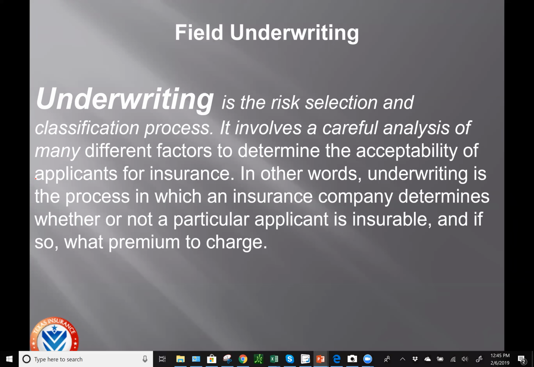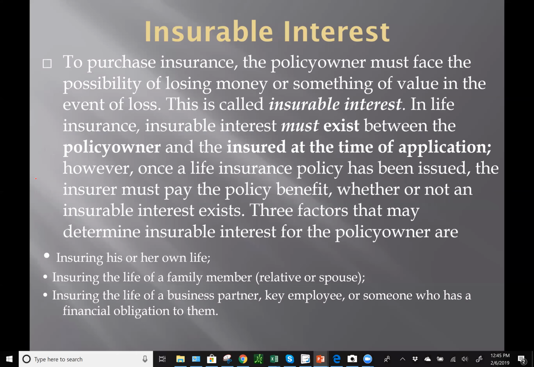Let's move on to underwriting. Underwriting is the risk classification process. This is where an insurance company decides who they're going to do business with and how much they're going to charge them. That's why they have underwriters. The first thing an underwriter looks for when an application comes in is insurable interest. Now, insurable interest is where the policy owner must face the possibility of losing money or something of value in the event of loss. Insurable interest must exist between the policy owner and the insured at the time of application. However, it does not have to exist whenever a death benefit becomes payable.